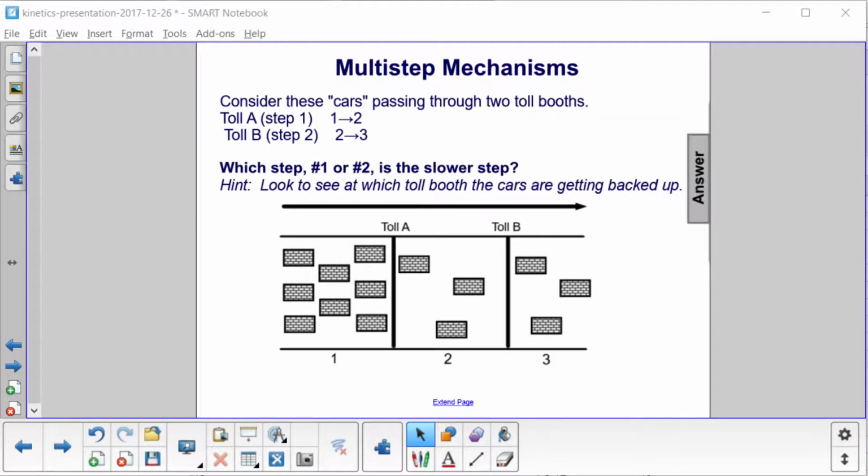Consider these cars, represented by the bricks below, passing through two toll booths. Toll A is step 1, to go from part 1 to part 2, and step 2 would be to go from part 2 to part 3. So which step, number 1 or number 2, is the slower step? The hint here is to look at which toll booth cars are getting backed up, because that's what's slowing down, in this case, the flow of traffic.